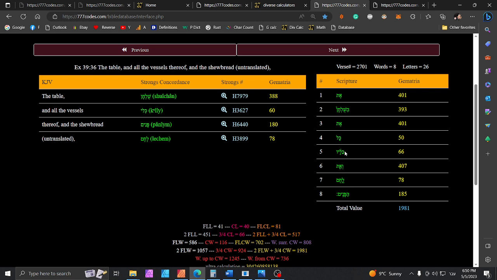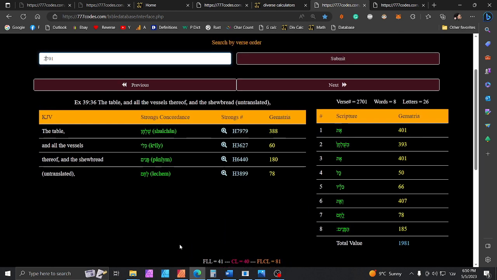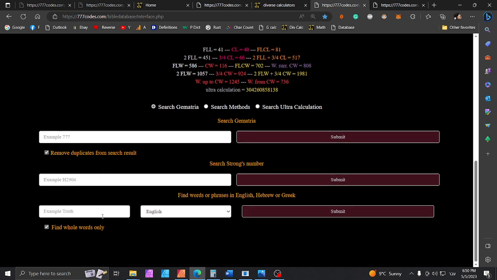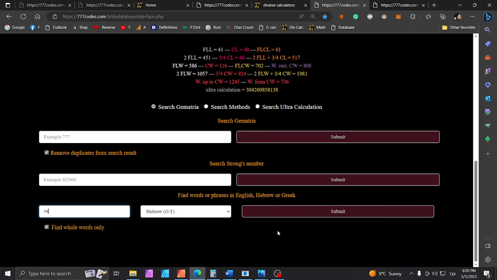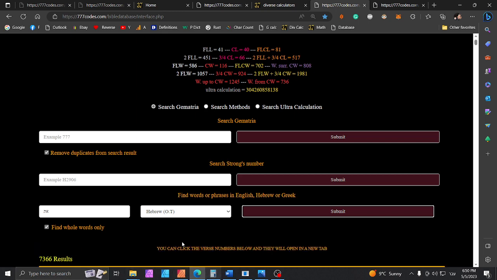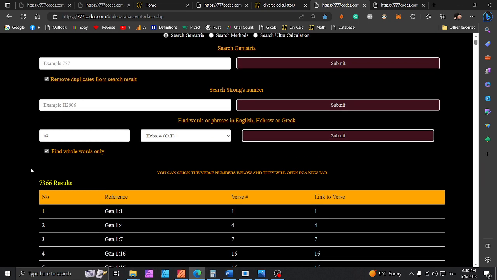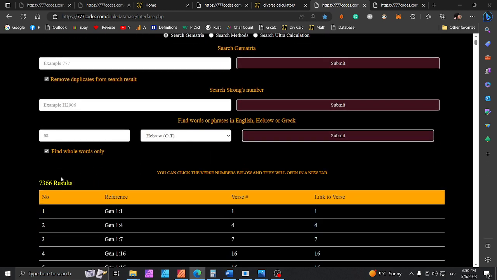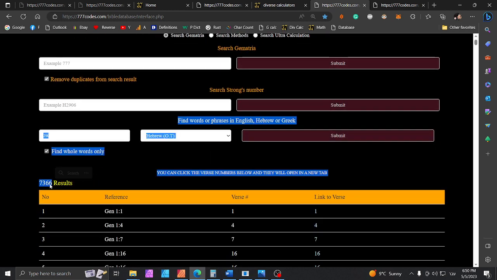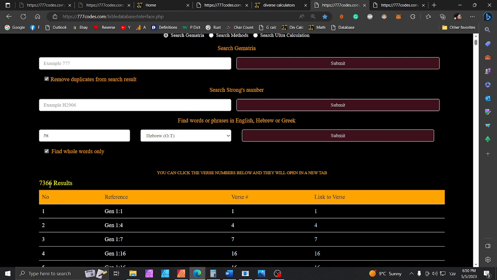All right, so Aleph and Tav is spread. And if you do a search here on Aleph and Tav, that search is going to take a lot of time, so I'm not going to wait for it. Well, okay, that's cool. So you see the number of the total results. It's mentioned 7,366. Okay, that is very special.